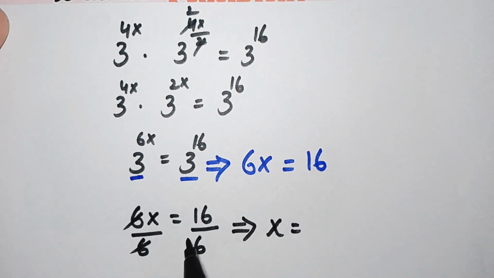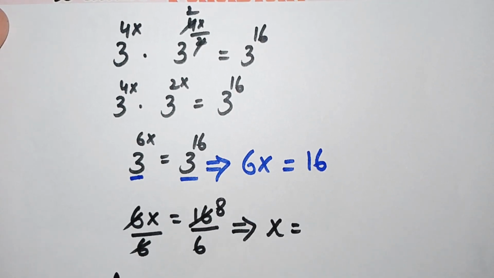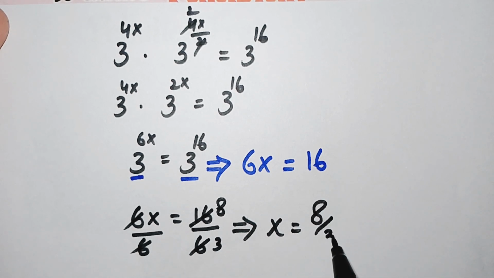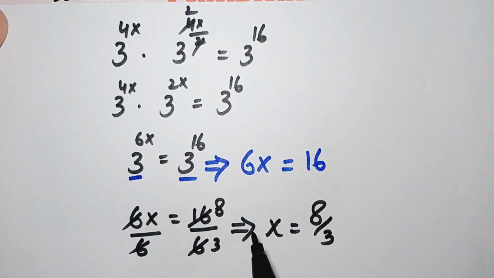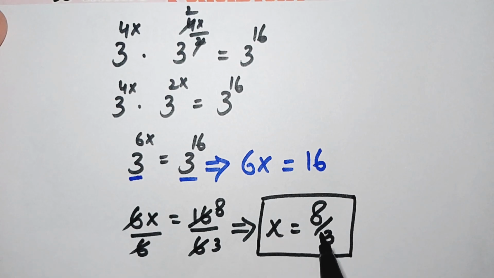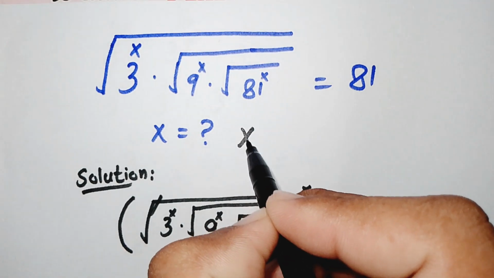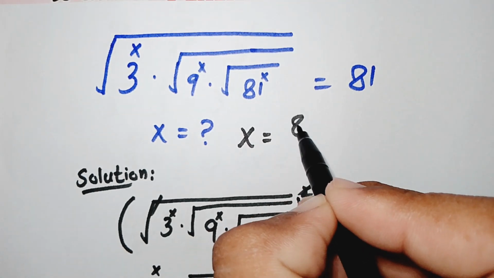Which is equal to, we have to simplify this, so 8 times 2 is equal to 16, and 3 times 2 is equal to 6, so this will become 8 divided by 3. And this is the final solution and answer of this interesting question. Here the value of x is equal to 8 divided by 3. So finally the value of x is equal to 8 divided by 3.